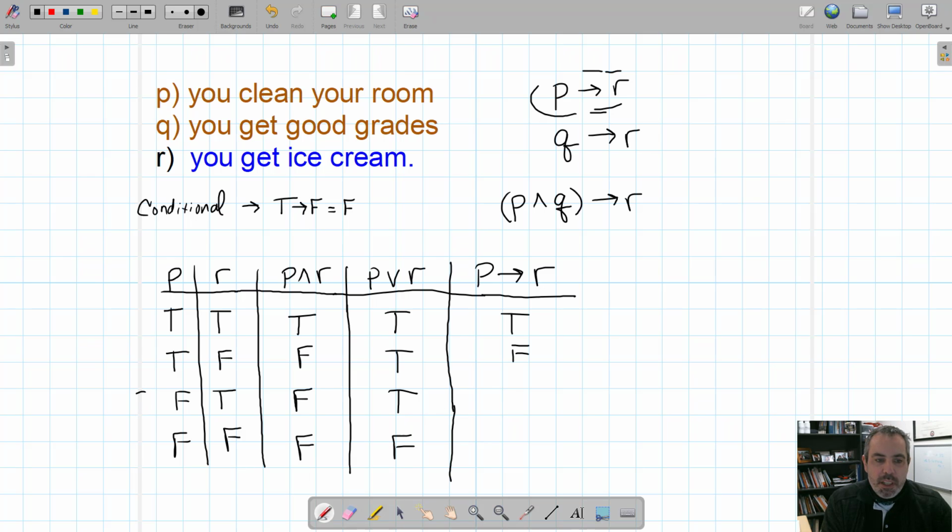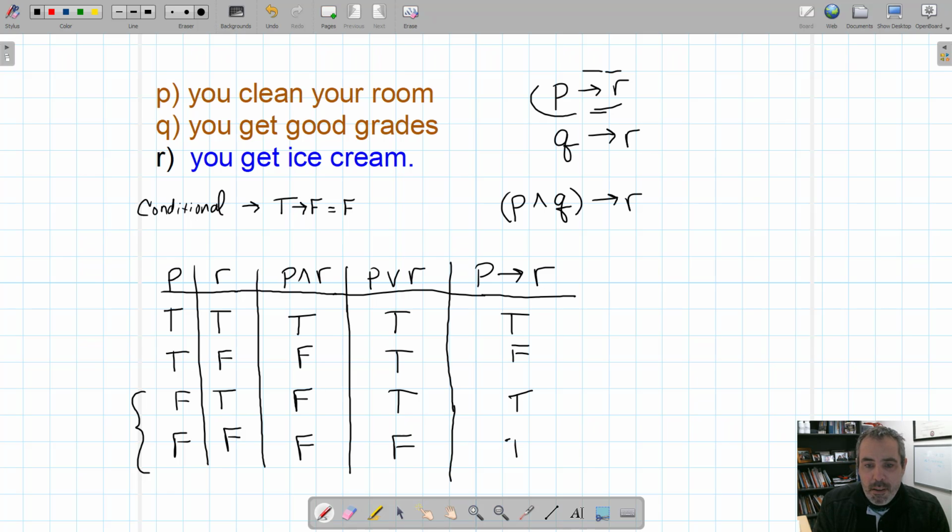Here is where people get tripped up. These two, the hypothesis, the first part of that statement, is false. If the hypothesis is false, then I cannot make any claim about whether or not that statement is false. It's like they didn't clean their room. So because they didn't clean their room, I'm kind of stuck assuming that the statement is true. Like they didn't clean their room and they got ice cream doesn't mean it was a false statement. It just means that their parents were nice.